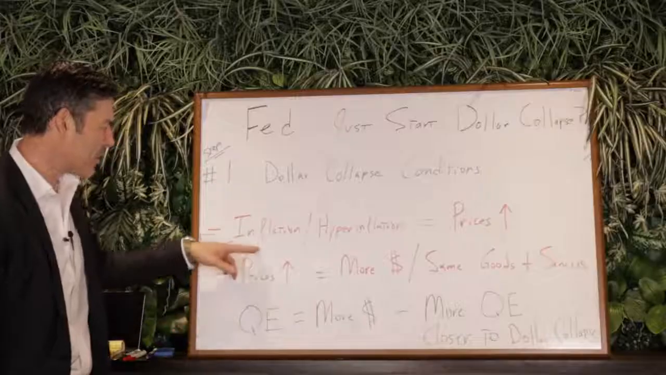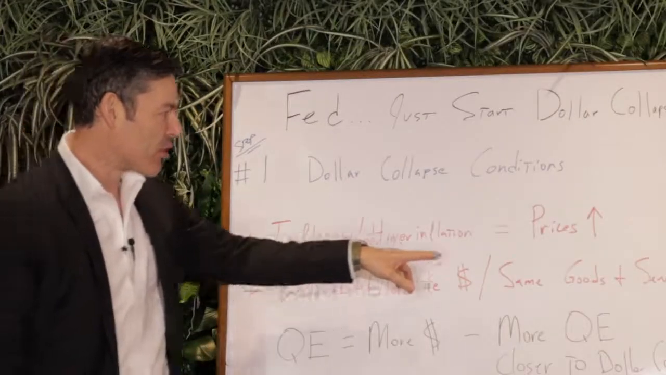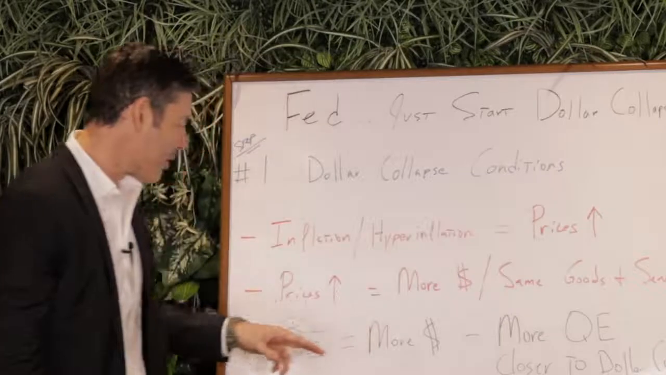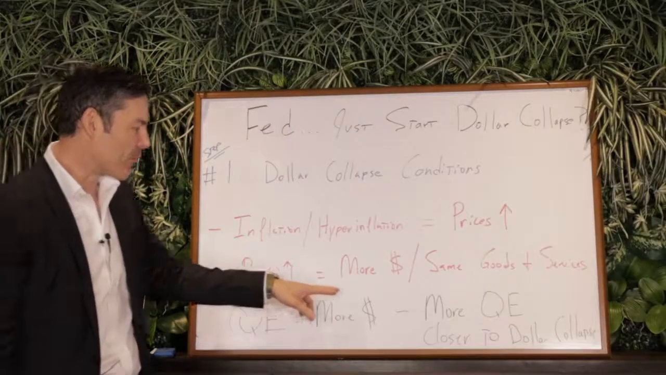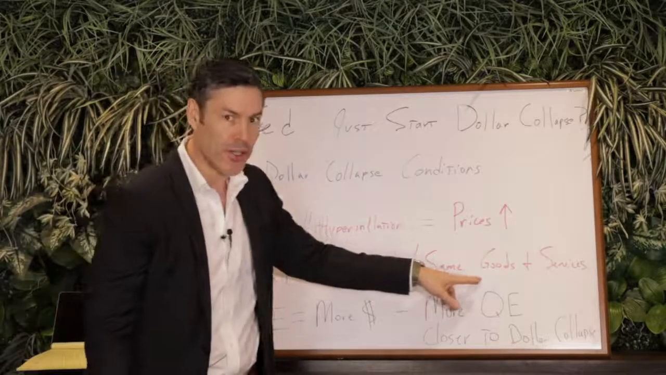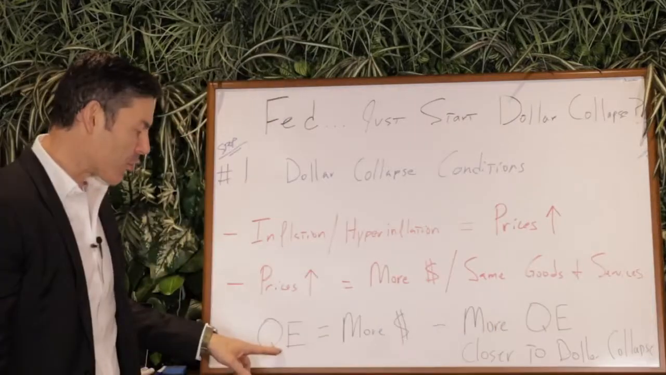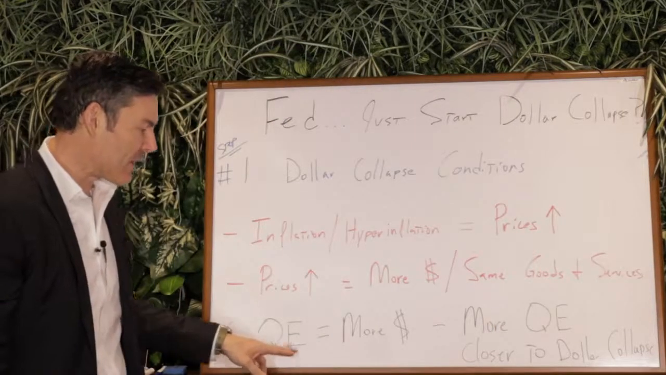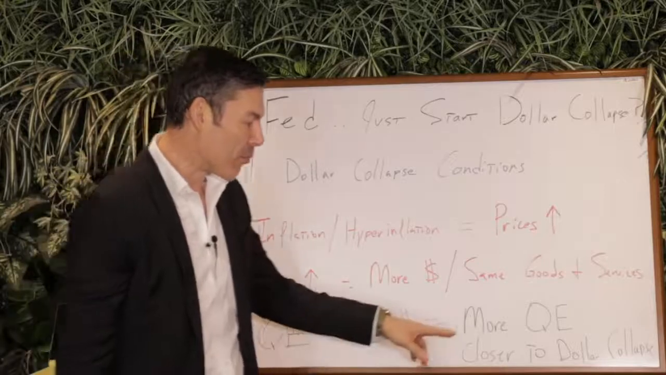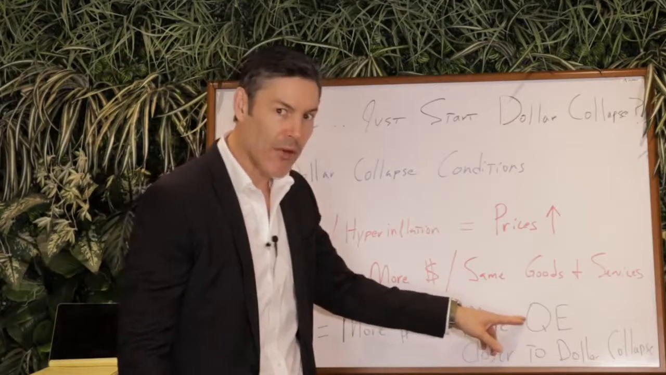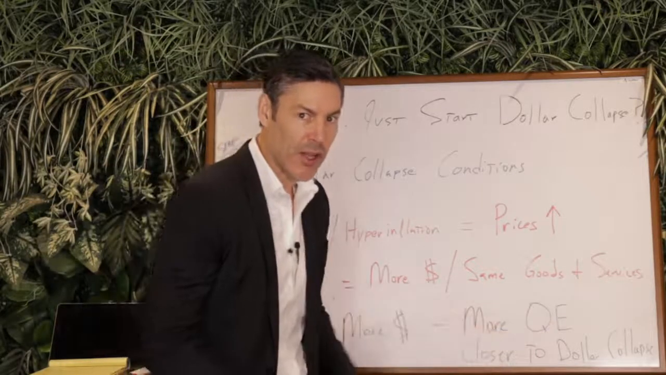Collapse by definition is basically inflation or hyperinflation, which equals prices going up. Prices going up as a result of more money chasing the same goods and services. Remember, quantitative easing, or QE, is more money. Therefore, the more QE that we have, the closer the dollar is to collapsing.